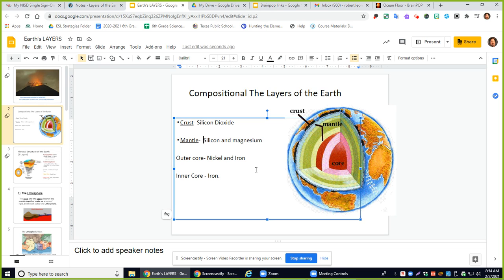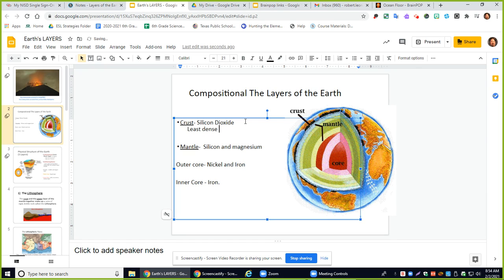The mantle is made out of silicon dioxide. Let me actually add some facts in here so we can say that the crust is the least dense layer. And then the mantle is actually the thickest layer. This is stuff I would be writing down if I was you, because I guarantee you stuff like this are test questions. So the mantle is the thickest layer.